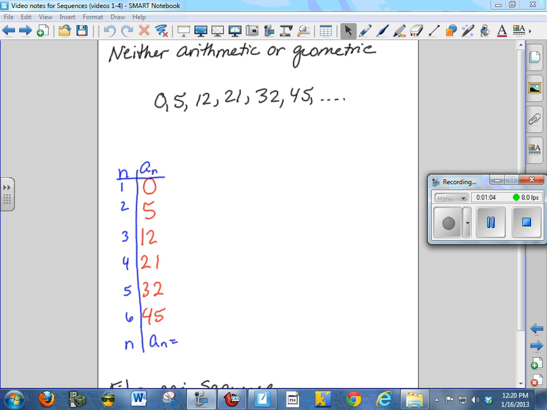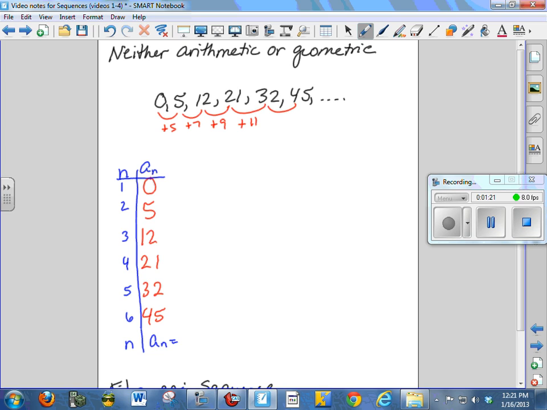So let's just look at what we do see in this. If it's not either, one thing to look at is another pattern. We notice here, if we say 0 plus 5 is 5, plus 7 is 12, plus 9 is 21, plus 11 is 32, plus 13 is 45. Notice that we're adding the odd integers, so the next one would be plus 15, plus 17. Also notice that if we look at the difference between the differences, it's plus 2 every time.